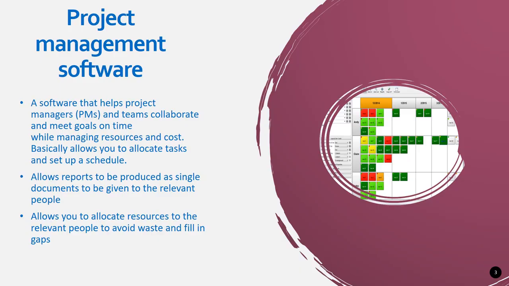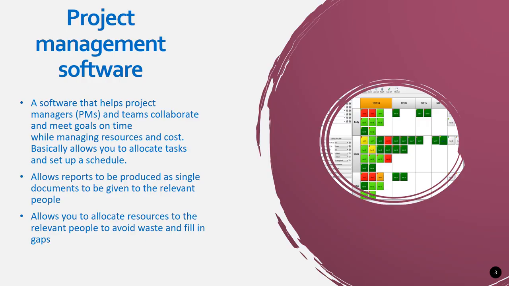Essentially, the project manager, who's the person in charge of the project, can collaborate with their team and put together a production schedule, which allows them to make sure that all the goals are met and that things are done on time, and allows them to manage all the resources and costs. The best thing about project management software is it allows you to produce reports.